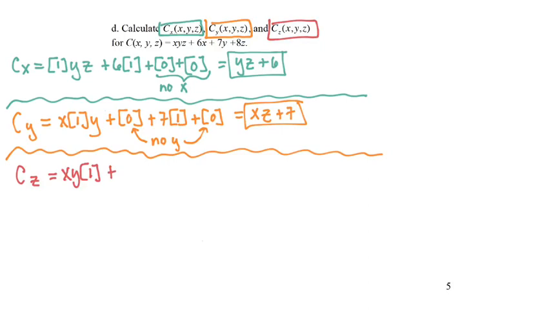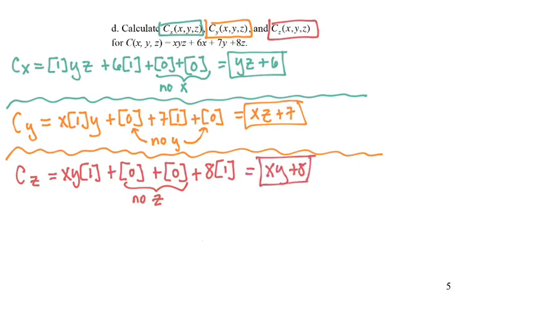The second term, no z, so it turns into a 0. Third term of 7y, no z, so it turns into a 0. Final term, 8z, does have a z. No z in the second and third term, and so our final answer is xy plus 8.